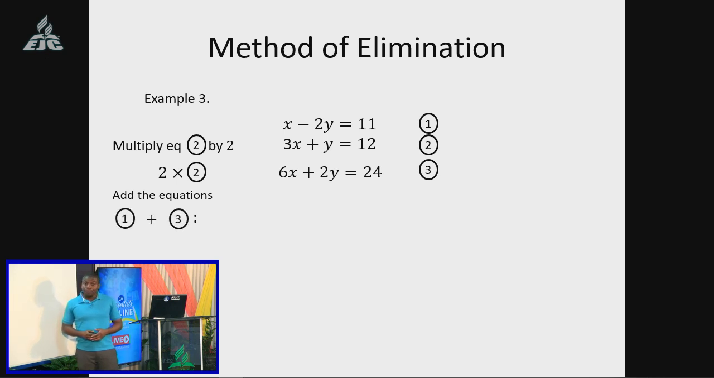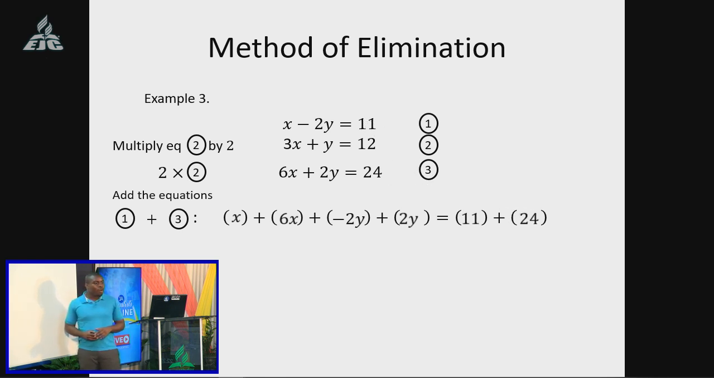So let's go and add the equations. Notice how I write my circumscribed numbers, as I said before. That would read equation 1 plus equation 2. Sorry, equation 3. So we're adding equation 1 to equation 3 because there are additive inverses involved. Now remember how we add our equations? We add all the like terms together. So we add x from equation 1 to 6x from equation 3, then we add negative 2y from equation 1 to 2y from equation 3. And of course, let's not forget our constant. So we take 11 from equation 1 and add it to 24 from equation 3. Now I want us to pay attention to how these values were substituted.